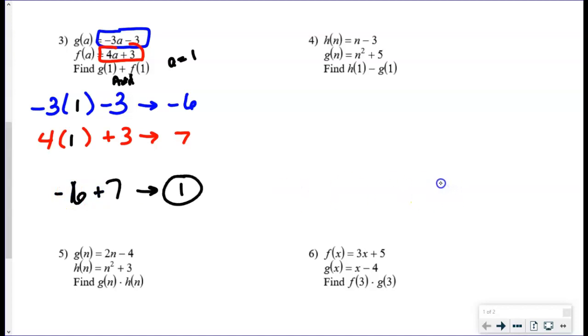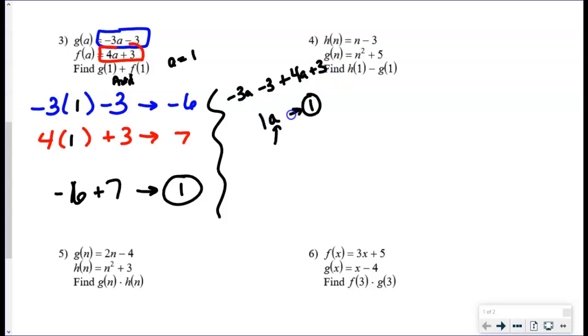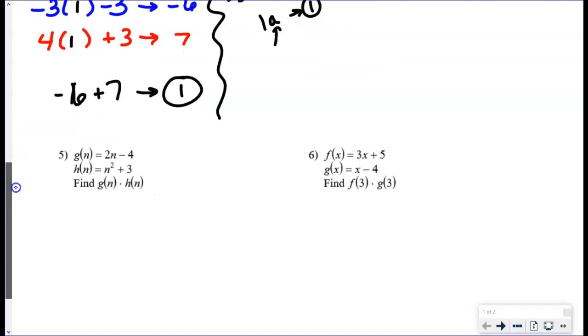Now, if you added the functions together and then plugged in a 1, that works too. So if you took negative 3a minus 3 plus 4a plus 3, and you simplified everything you could, the 3's would cancel out and you'd get 1a. And if you plug in a 1 right there, guess what you get? You get a 1. So either way that you do this question, you're going to get the right answer as long as you understand the notation.